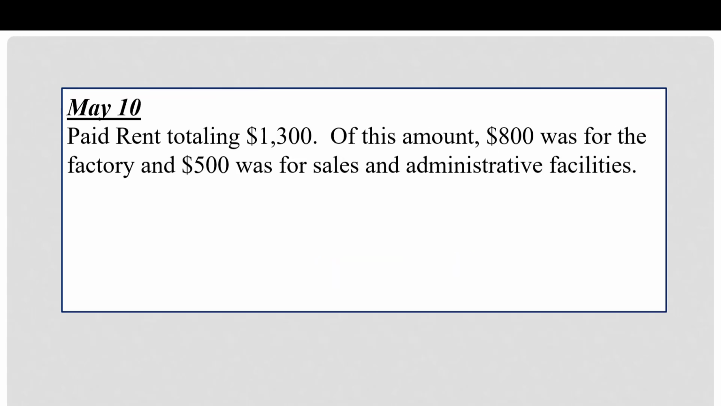May 10th, paid rent totaling $1,300. When you see that rent is paid, you must say, on what? Well, they tell us. Of this amount, $800 was for the factory and $500 was for sales and administrative facilities. So for the product cost, that is the $800 on the factory, we'll debit manufacturing overhead.